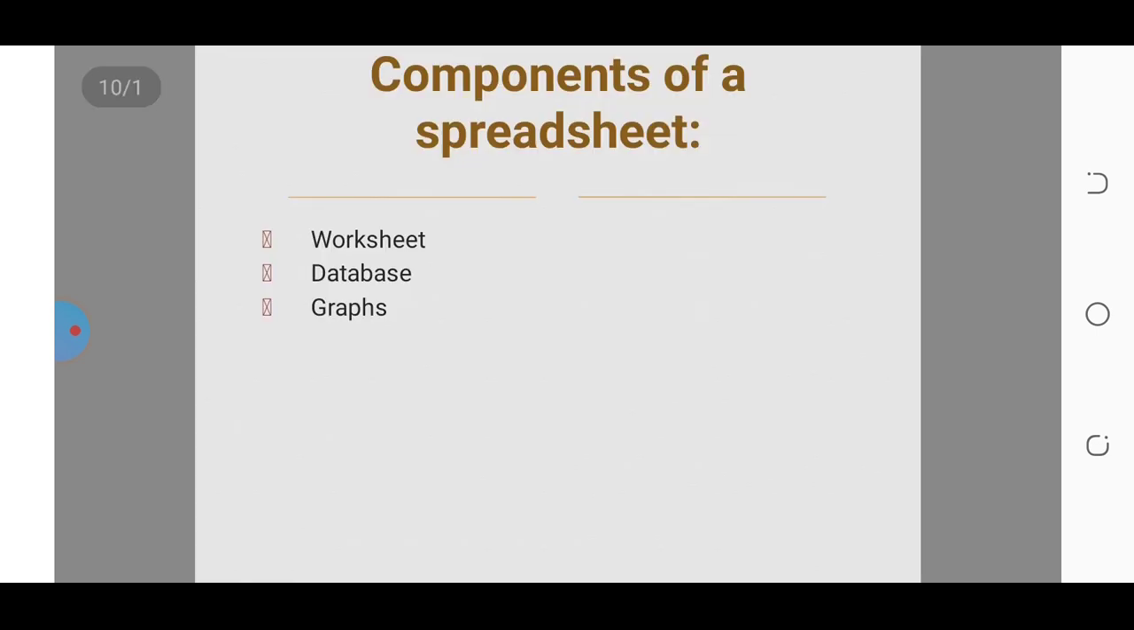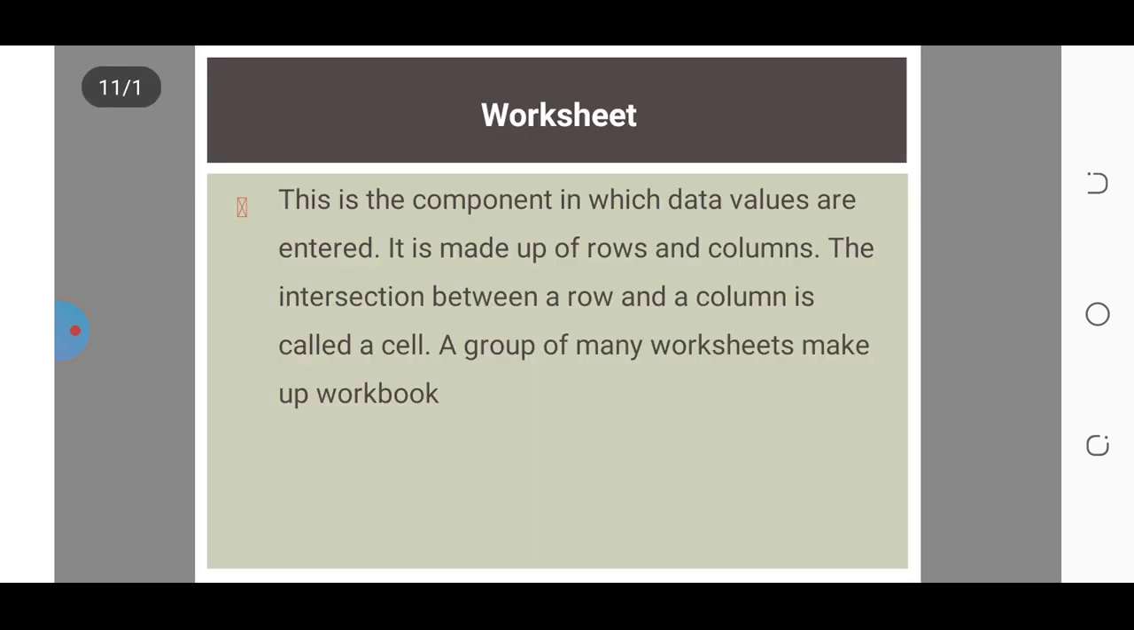So we look at the components of a spreadsheet. The other ones were the examples, and here we have the components. We have a worksheet, database, and graphs. So these are the three basic components. Now we look at each in detail.